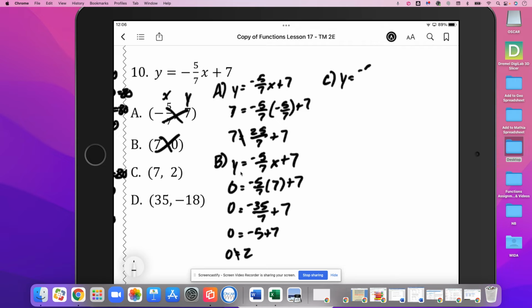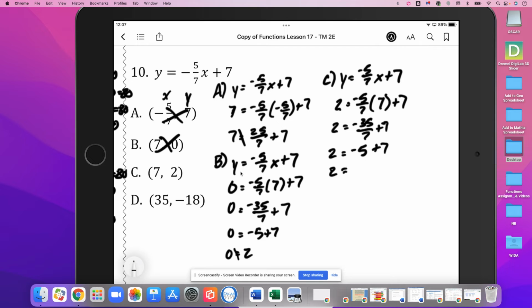Y equals negative 5/7 x plus 7. And so we've got 2 is equal to negative 5/7 times 7 plus 7. So 2 equals negative 35/7 plus 7. And 2 is equal to negative 5 plus 7. 2 is equal to 2. And so yes, C does satisfy the function.